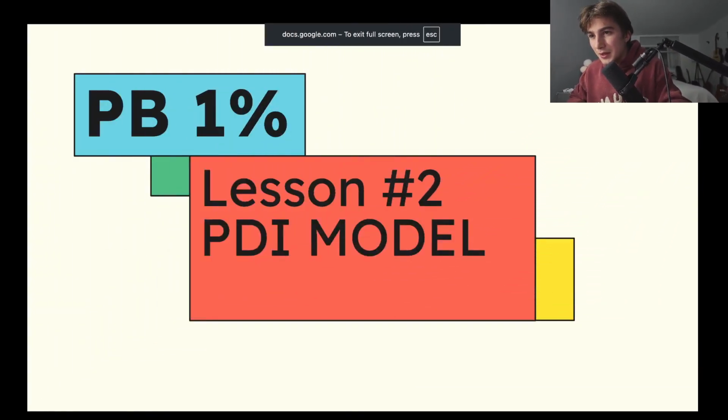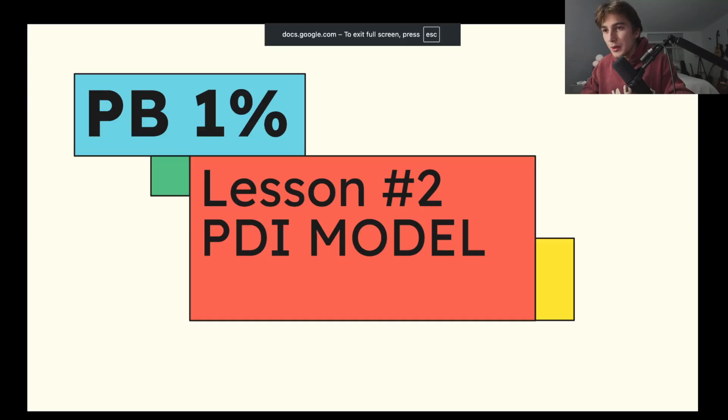And so this is a really, really expansive mentorship. This isn't any surface level information. We're not giving you a strategy which you just pattern trade every single day, like, hey, if you find this, take it. No, I'm going to truly show you how you're supposed to view the markets and how you're supposed to execute these models. That being said, welcome to PB 1% lesson number 2, PDI model.